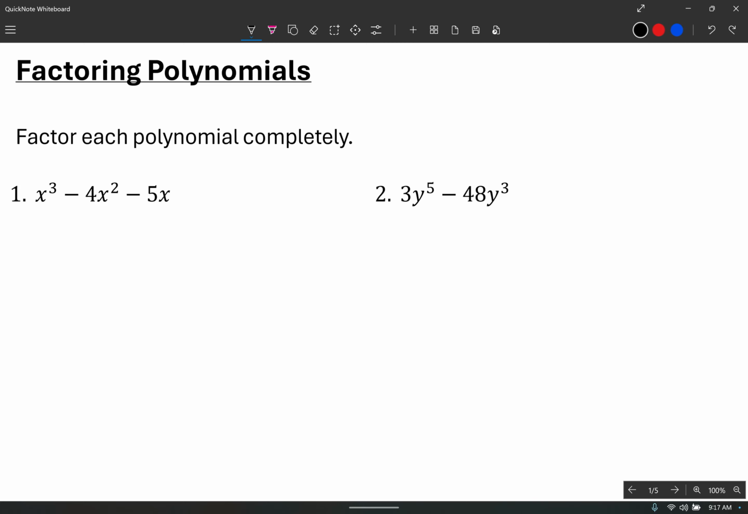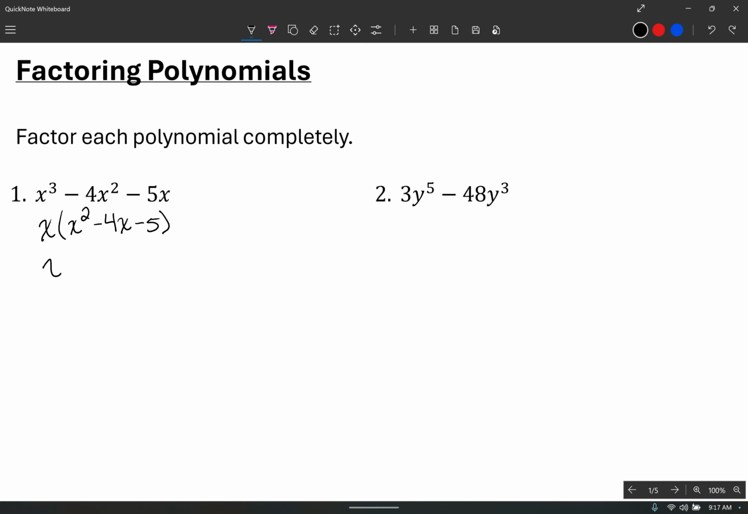In this lesson, we're going to talk about factoring polynomials. So first, you should always look for your common factor. So on number 1, we have a common factor of x. So if we divide that out, x cubed divided by x is x squared. Negative 4x squared divided by x is negative 4x. And negative 5x divided by x is negative 5.